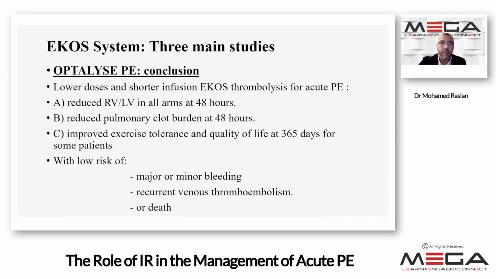The conclusion of this study was that lower doses and shorter infusion of ECOS thrombolysis for acute BE reduced the RV-LV ratio in all arms at 48 hours, reduced the pulmonary clot burden at 48 hours, and improved the exercise tolerance and the quality of life at 365 days for some patients, with a low risk of major and minor bleed, recurrent venous thromboembolism, or death.